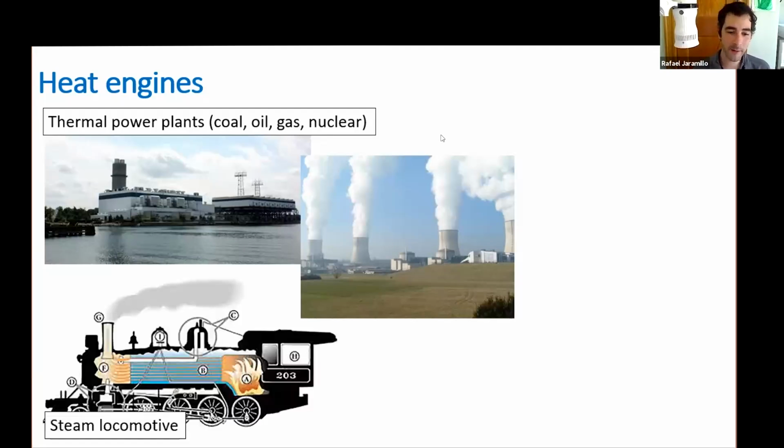Another example of a heat engine, this is where the field all began actually, is steam engines. A steam locomotive takes a heat resource, you burn coal, and you turn that heat into steam, and then the steam does some work for you on a piston. So that's a little bit more of an old-fashioned example.